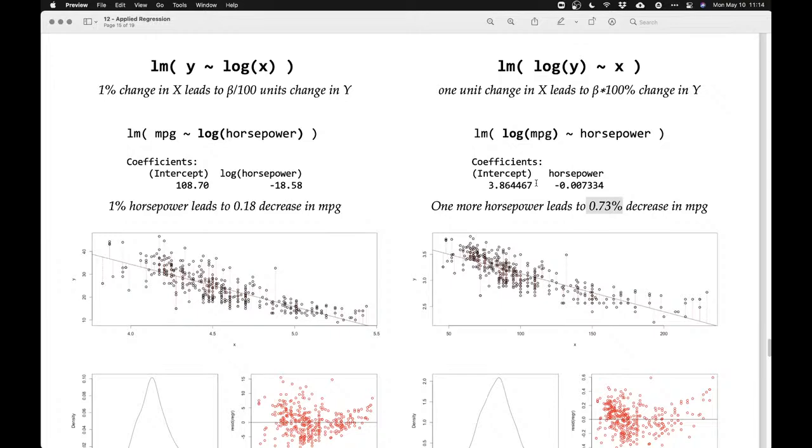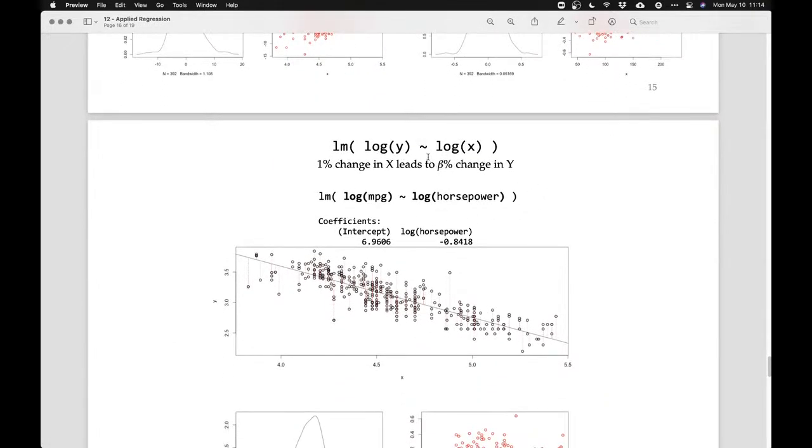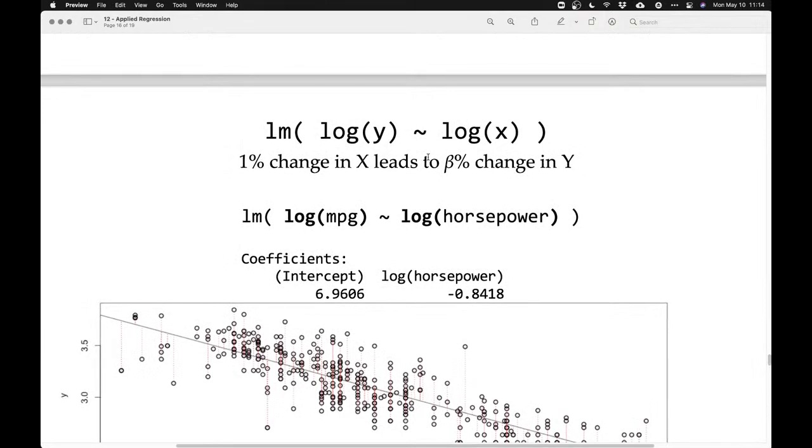There's one more trick up our sleeve with log. I can take a log of the dependent variable, or I could take a log of the independent variable. Then there's a third combination: take a log of both. I could take a log of both sides of this regression. I could take a log of y and also take a log of x. Okay?